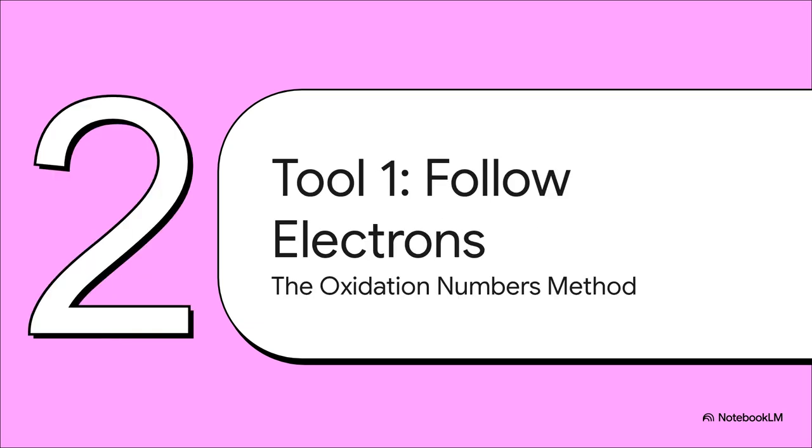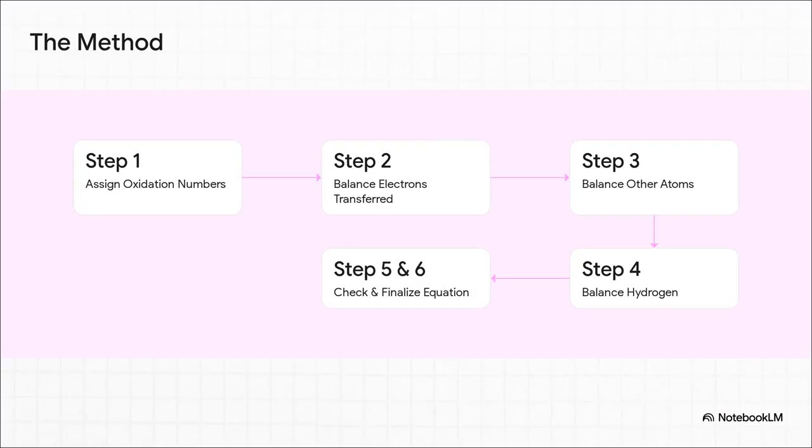So our first tool is called the oxidation numbers method. Think of this as like chemical accounting. We're going to assign a special number to each atom so we can track exactly where the electrons are moving. It's all about following the money, or, in this case, the electrons. Okay, let's dive right in. Here are the 6 steps for this first tool. I know, it looks like a lot, but trust me, it's a totally logical flow. We're going to walk through each one using our geologist's problem.